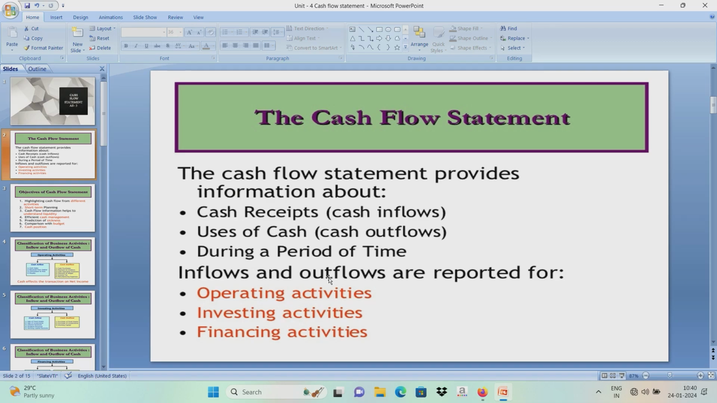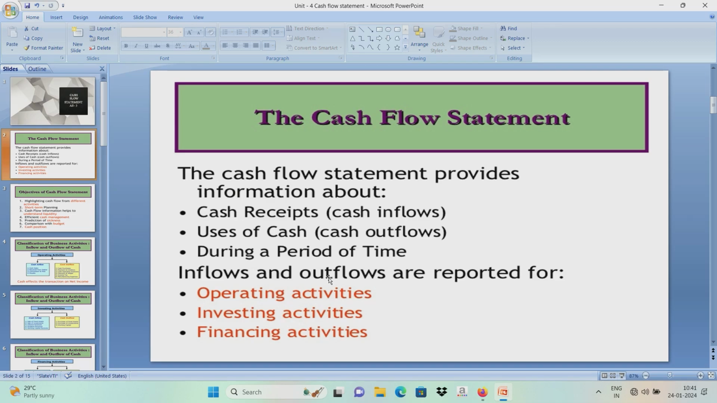First of all, we are going to see the introduction to the cash flow statement. With the cash flow statement, we are able to find out what cash is available in an organization. It provides information about cash inflows and cash outflows. Cash inflows are all the cash receipts, that is, all the cash incomes and receipts. Next, cash outflows are cash payments.